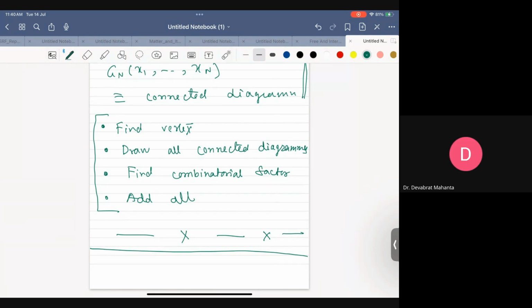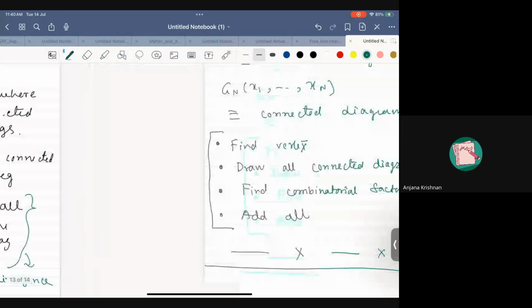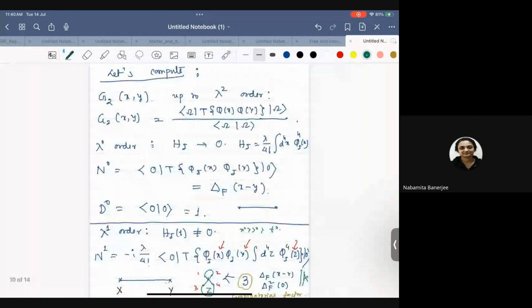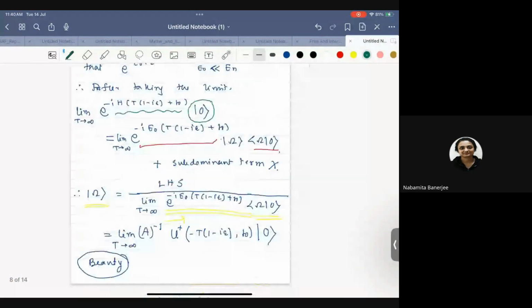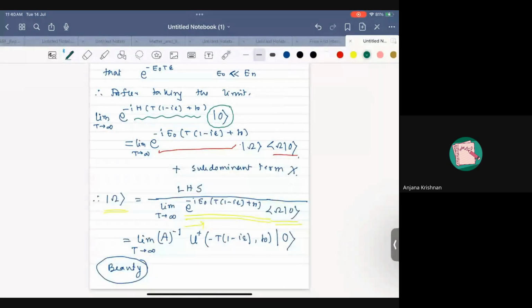Okay. Ma'am, I actually have one doubt. A few pages back, where the omega state was defined, when we were computing the Z2. Yes, next page. So in this step, we have in the denominator the inner product of omega and zero. If they are not the same, then the denominator will blow up.